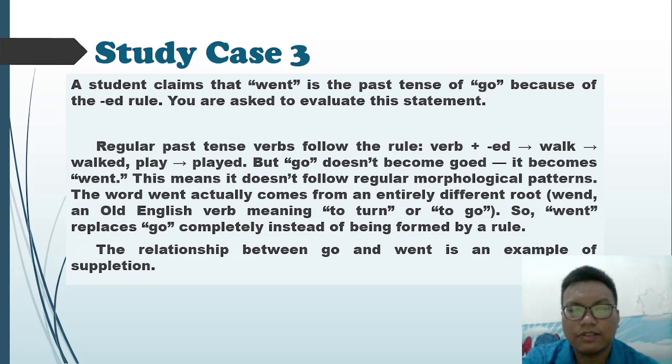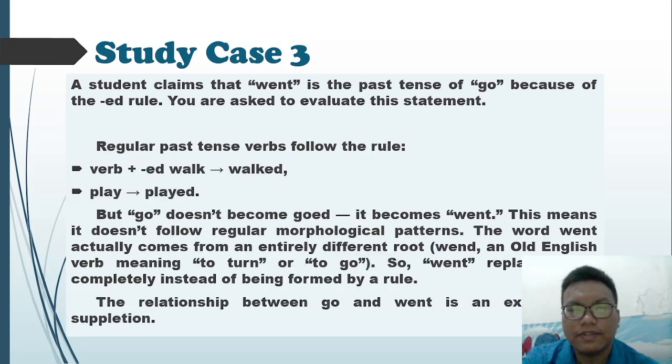The word "went" actually comes from an entirely different root. "Went" is from the Old English verb "wendan," meaning to run or to go. So "went" replaces "go" completely instead of being formed by a rule. The relationship between "go" and "went" is an example of suppletion.